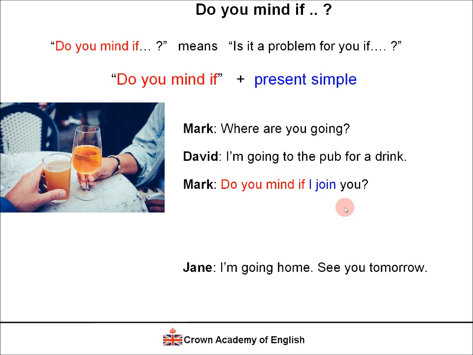Another example, Jane says, "I'm going home. See you tomorrow." And Mark replies, "Do you mind if I call you later?" So Mark is asking for permission from Jane to call her. It's another way of saying, he's asking, can I call you later? Okay? It's asking for permission to call her later.